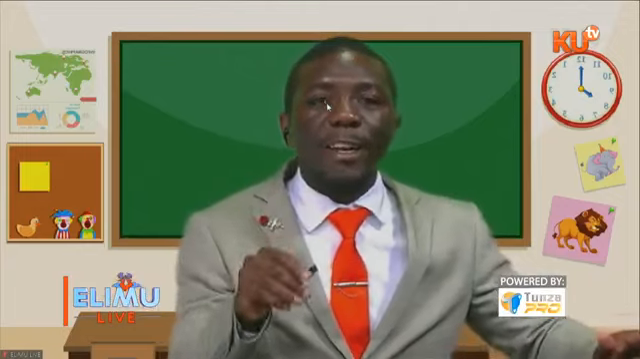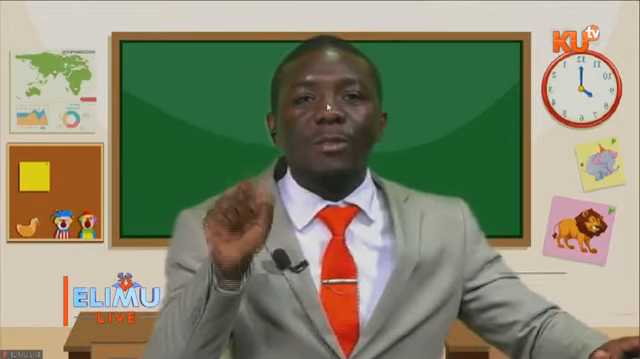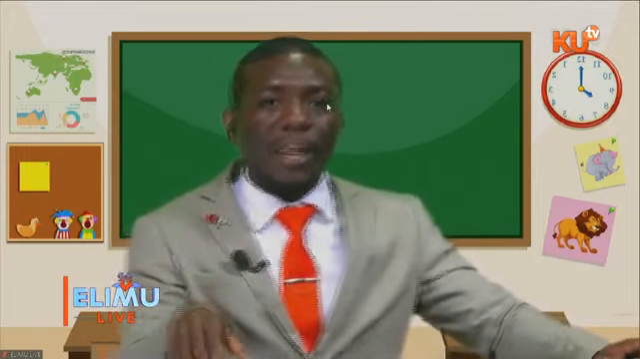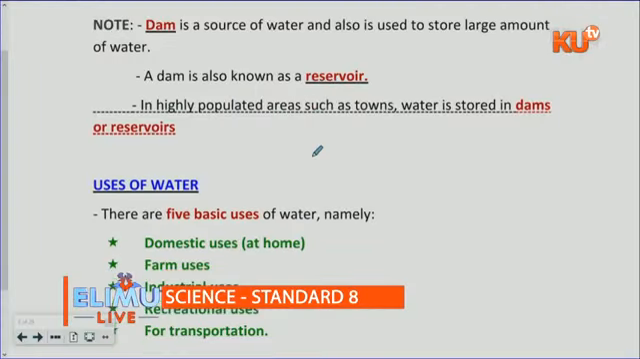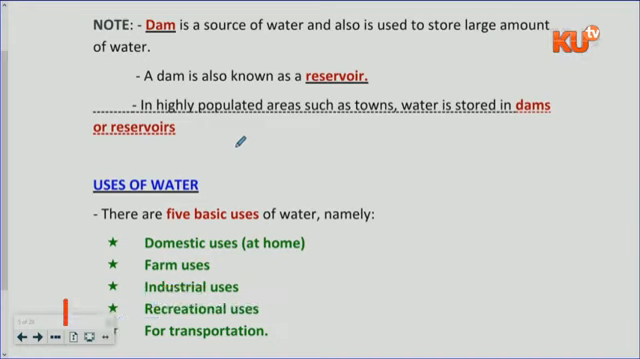So you'll find a dam is the main method used to store water in large quantity. In highly populated areas such as towns, water is stored in dams or reservoirs. In Nakuru, we heard about a dam that collapsed. It was used to store water. In Nairobi, I've used an example about Ndakaini Dam, and those are the major towns. In Mombasa, mostly they use water from the lake.